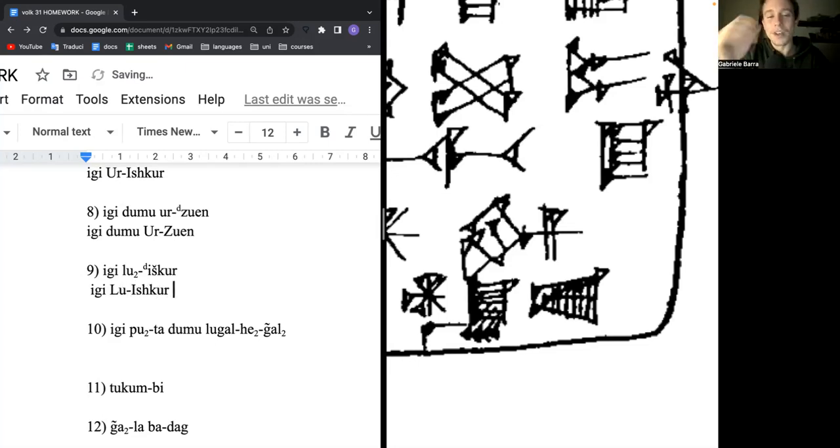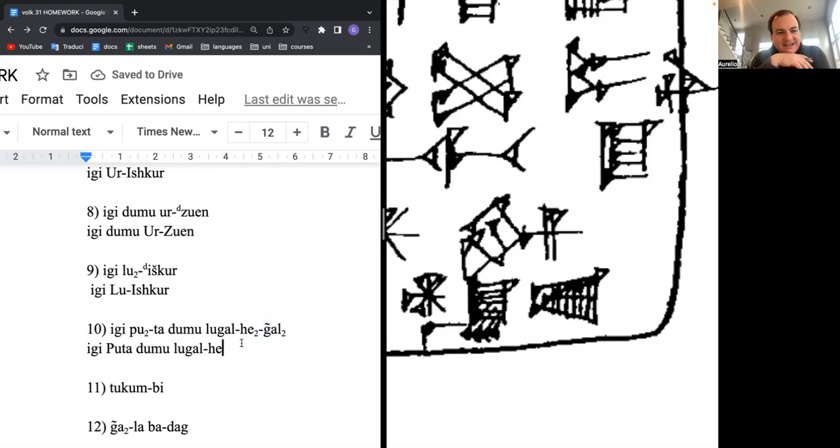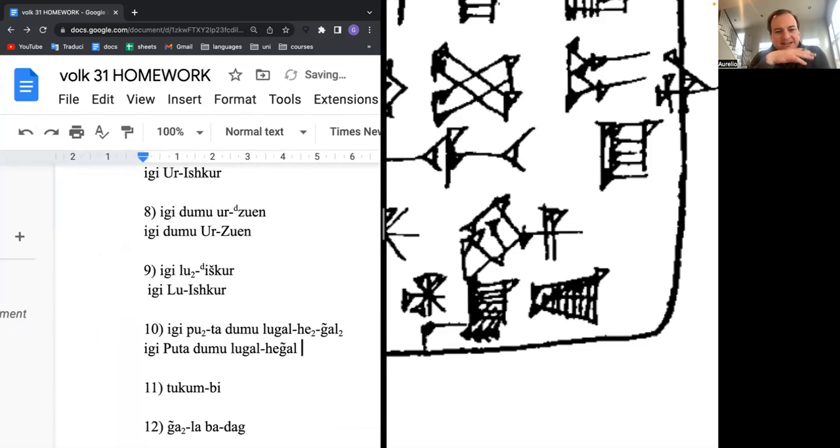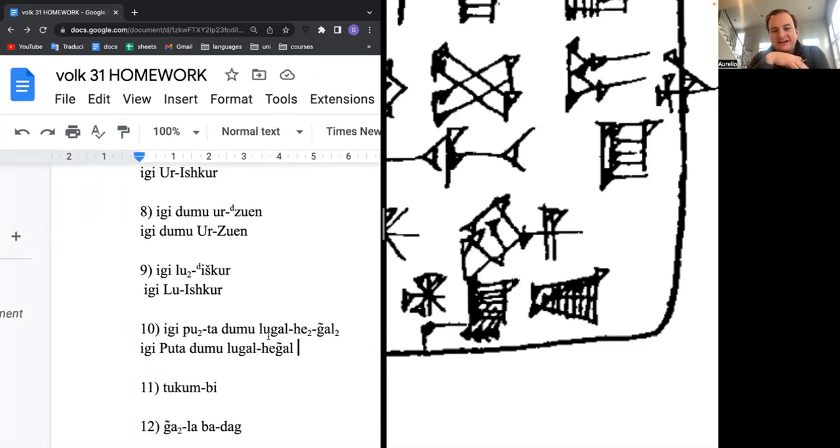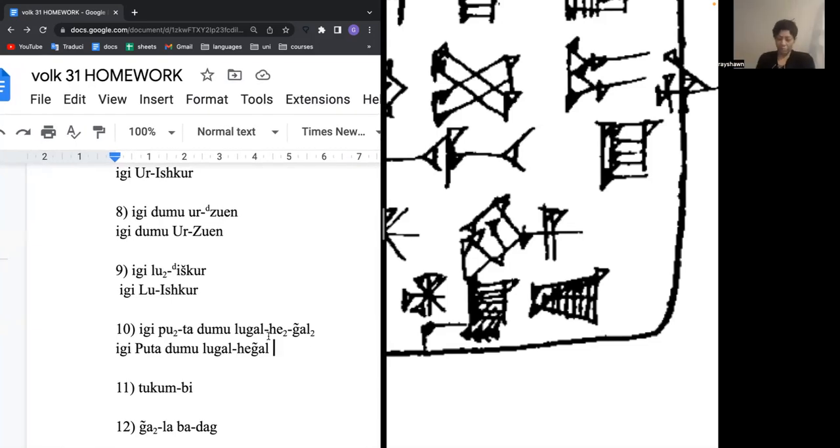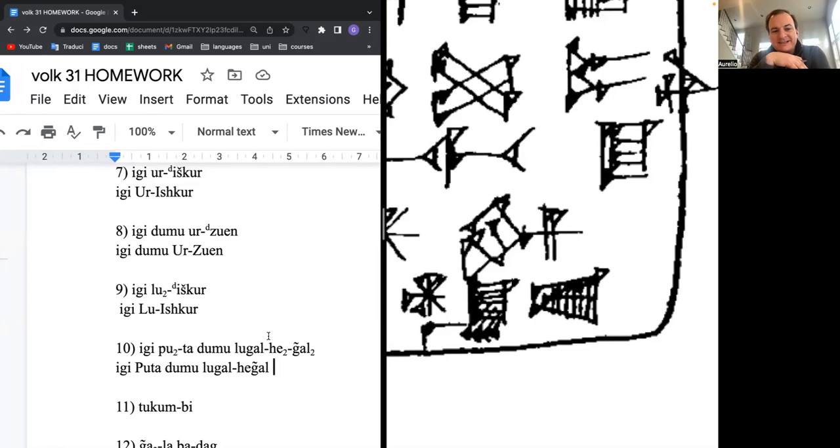Right. So Ishkur we know to be a god, and Puta some guy, I guess. Yeah. Who happens to be the son of the king of abundance. So Lugal Hegal. Question though, I don't want to chicken out of these sentences completely. I noticed it's Igi somebody, Igi Dumu somebody, Igi somebody, Igi Dumu somebody. So are we talking of 4 witnesses, and just 2 of them happen to be referred to as the son of somebody, or is it Igi Ur-Ishkur Dumu Ur-Zuen? Is that the same person basically?